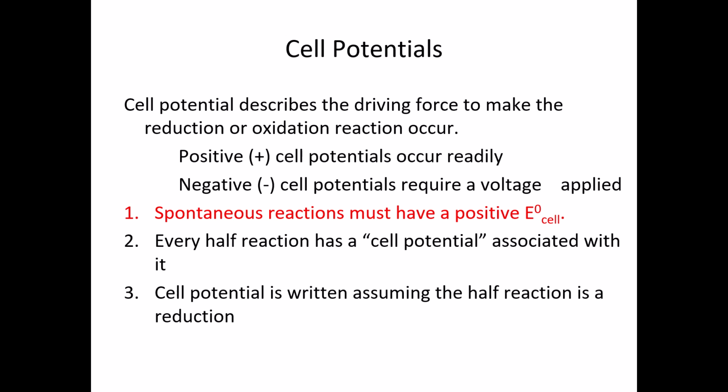We can calculate this cell potential by using half reaction cell potential, and we'll look at that, for the two half reactions in our reaction. So our oxidation and our reduction would be half reactions each, and we put them together to make a whole reaction. All of our cell potentials that we're going to look at on the table are written as reductions. So we're going to look at how to use that.